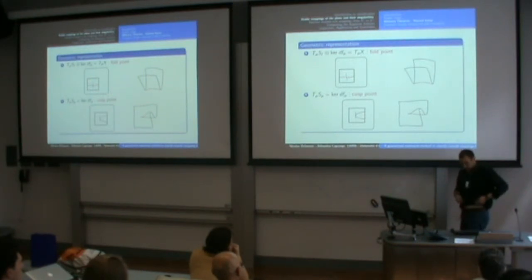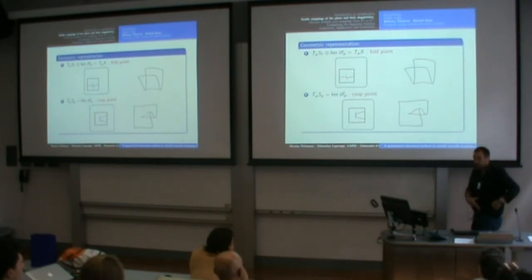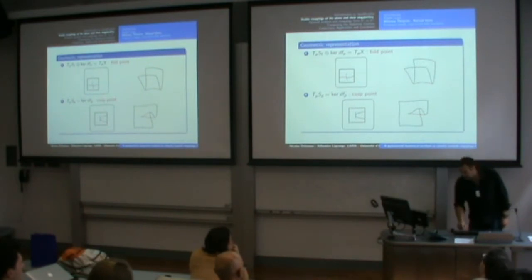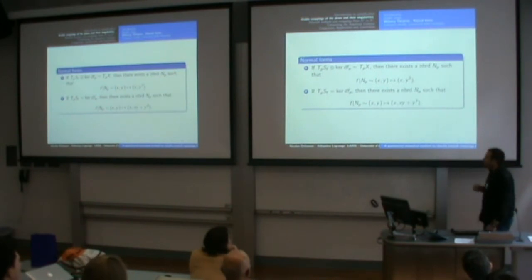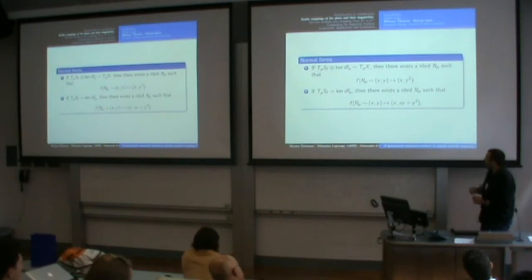You can also have a second fold, so you can have two curves of fold, and they can vanish at one point, and this point is going to be called a cusp point. This is also something which is stable. This is generic. This has been proven by Whitney. And Whitney has also given two normal forms.